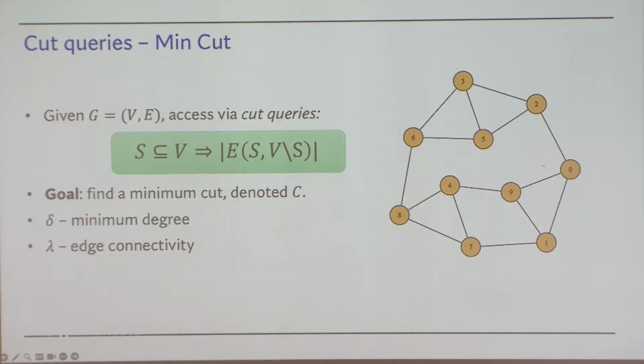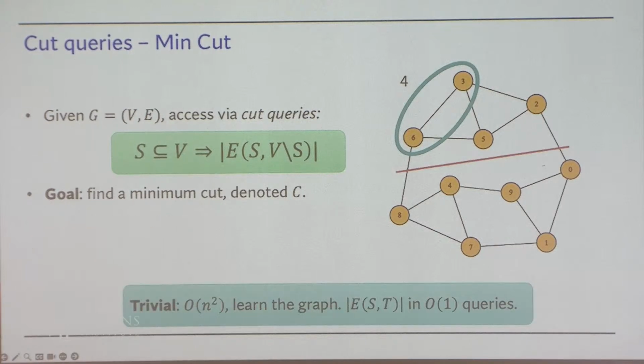If the minimum cut resides as the degree of some vertex, it's very easy to solve. You just cut all the vertices and give the minimum amongst them. So essentially, we will always assume that the minimum cut is not a degree cut. It's somewhere inside. And throughout the talk, we will use delta as the minimum degree and lambda as the edge connectivity of the graph. So for example, if this set comes along, the answer is going to be 4 because 4 edges are going to be cut here.